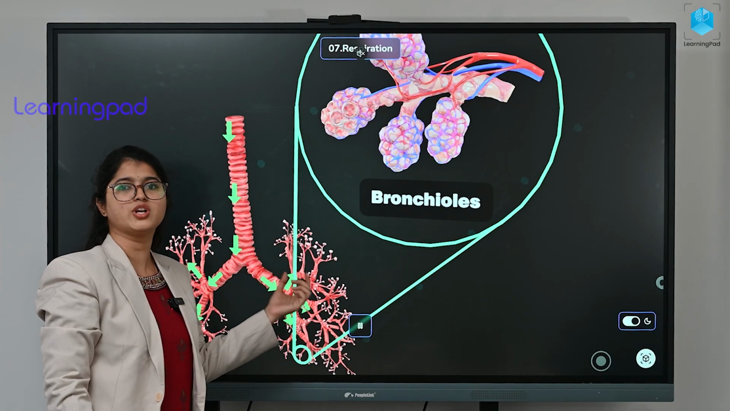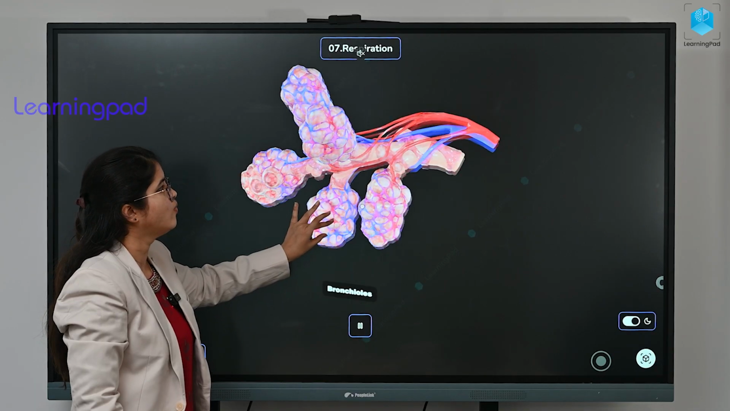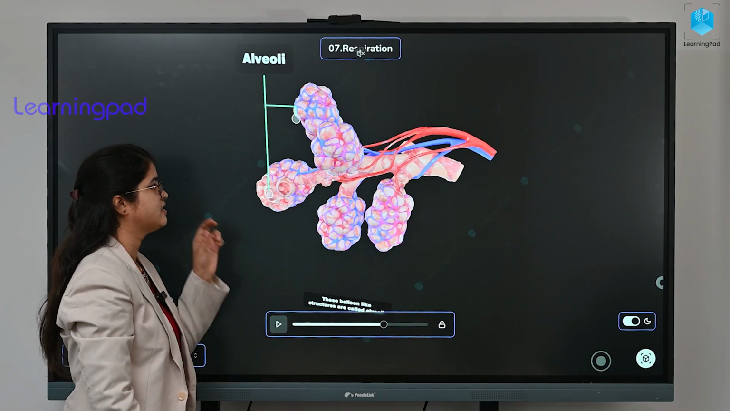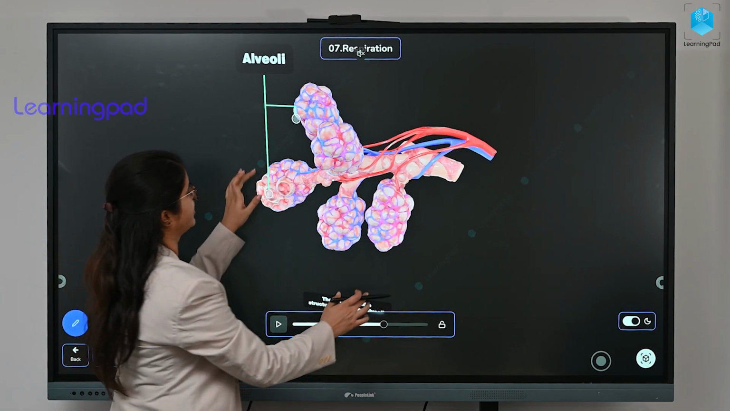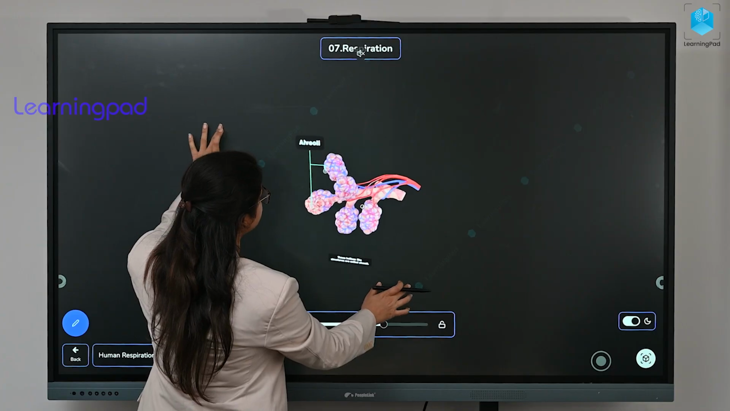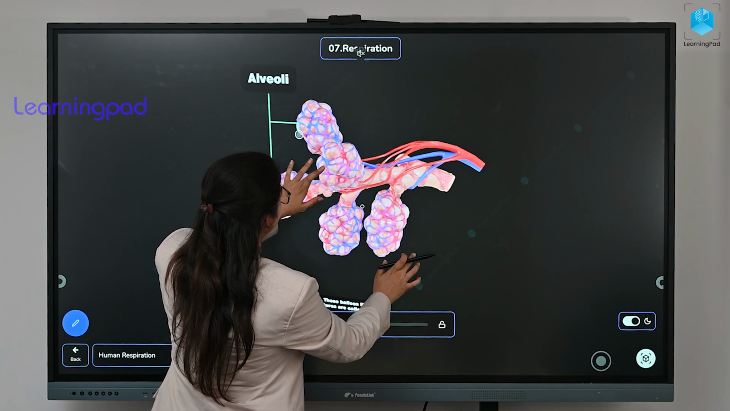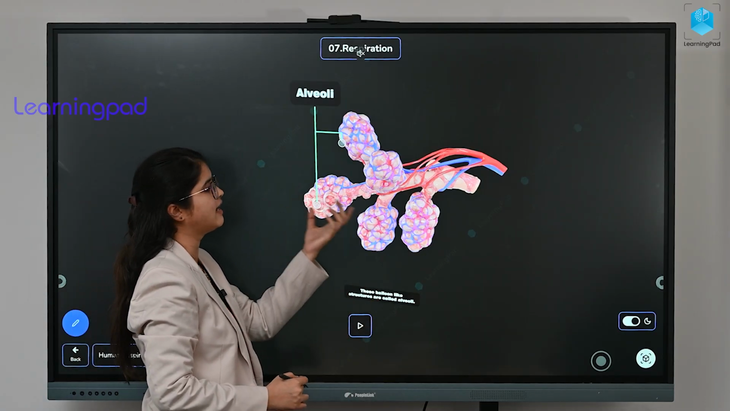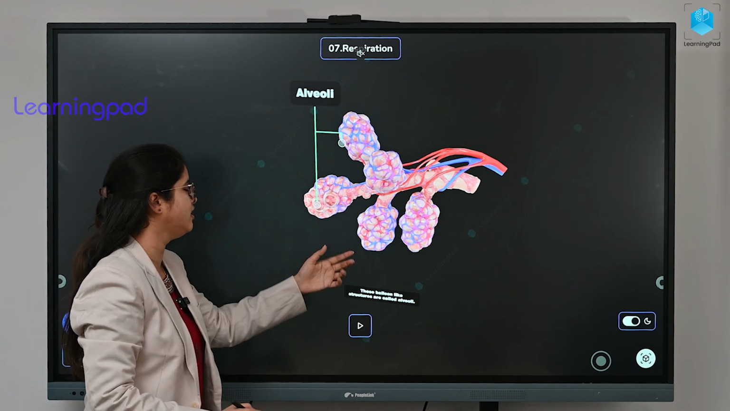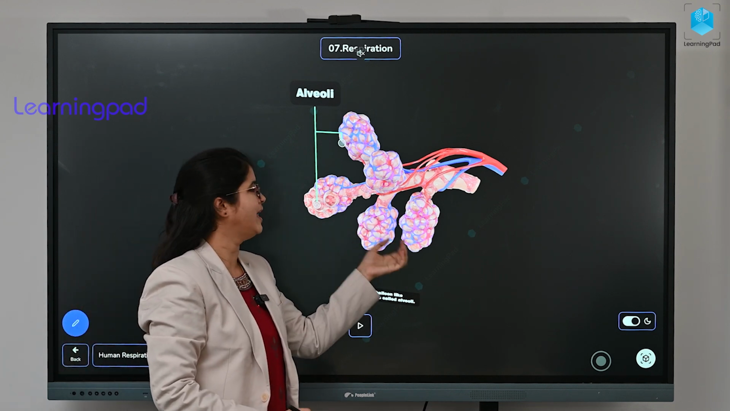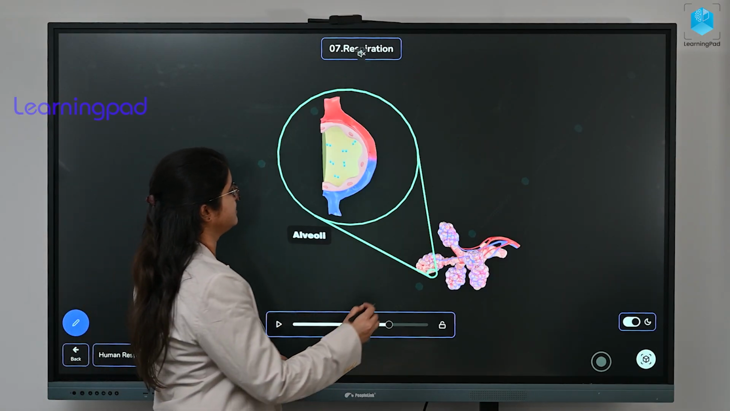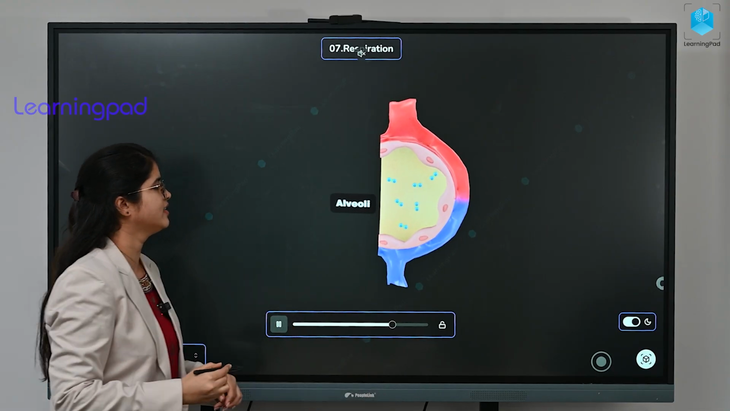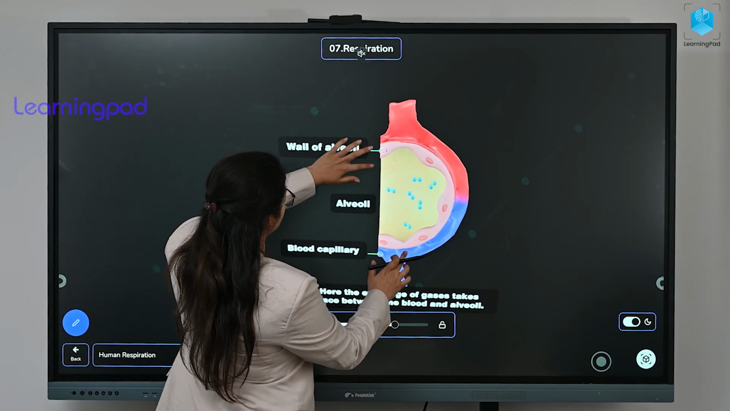Now let us see the structure of alveoli, which is the structural and functional unit of the respiratory system. I say this because the main exchange of CO2 and oxygen takes place inside the alveoli. As you can see here, alveoli are supplied with plenty of blood capillaries. Exchange of gases takes place between the wall of the alveoli and the blood capillaries. Now let us see that in detail.